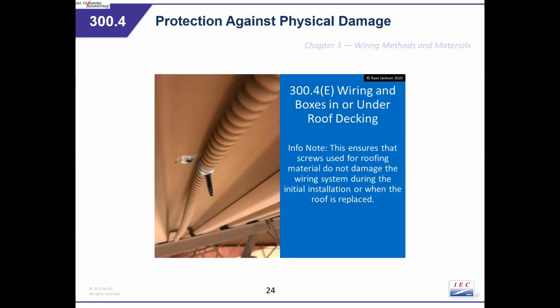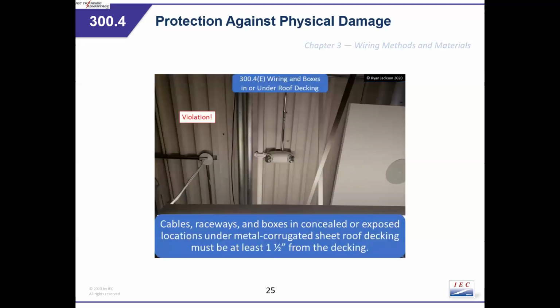So E, wiring and boxes in or under roof decking. Okay, informational note, this ensures that screws used for roofing materials do not damage wiring systems during the initial installation or when the roof is replaced. Still got to keep that distance there. You can't run up in that pocket, which would make sense. You got to be at least 1.5 inches. Okay, 1.5 inches from the decking.